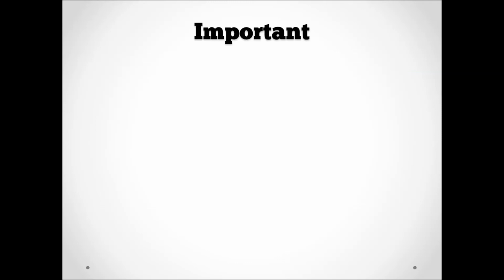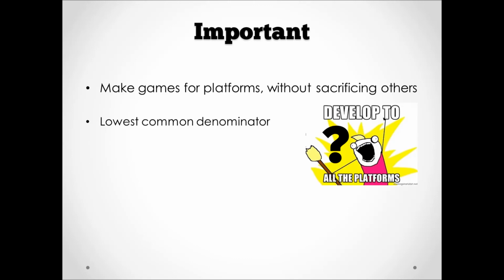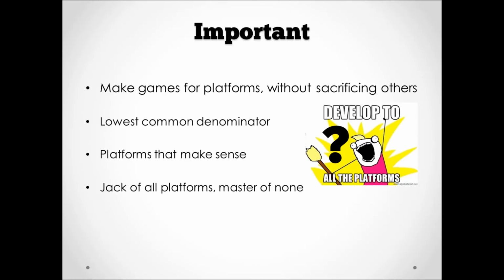An important rule is to make games for platforms without sacrificing other platforms. The reason behind this rule is that when you're designing for multiple platforms, you design to the lowest common denominator, and this can make your game really suffer if you're not careful. You should choose the platforms where your game makes the most sense. Having your game out on a lot of platforms is good, but be careful about stretching too far, as it can turn you into a jack of all platforms, where it lacks focus, and is not especially enjoyable on any of the platforms, but it is okay on all of them.